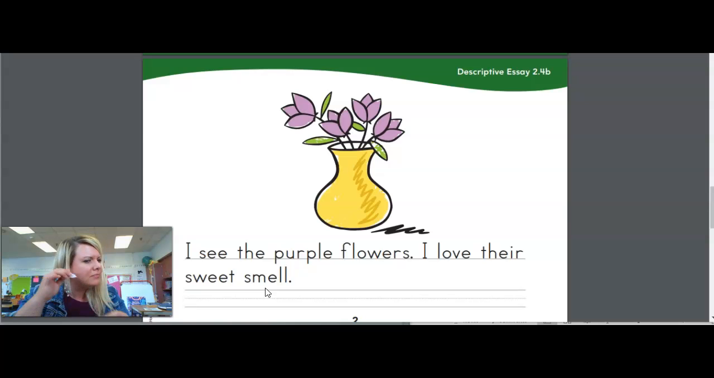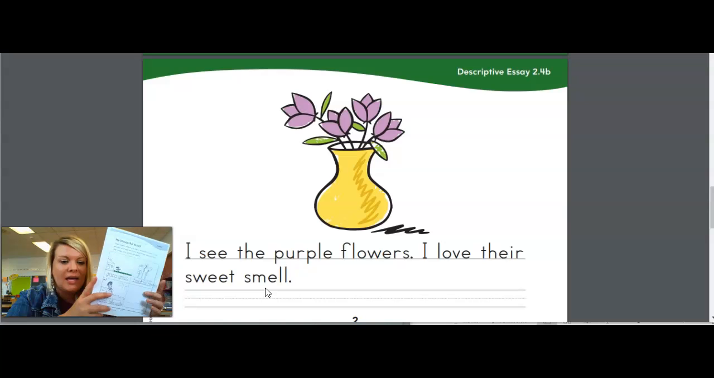Can I hear it? My candy doesn't make a sound, but the wrapper makes a crunching sound. What about taste? This candy tastes so sweet and delicious. I can use senses to describe things around me and to describe objects. You're going to do that today.